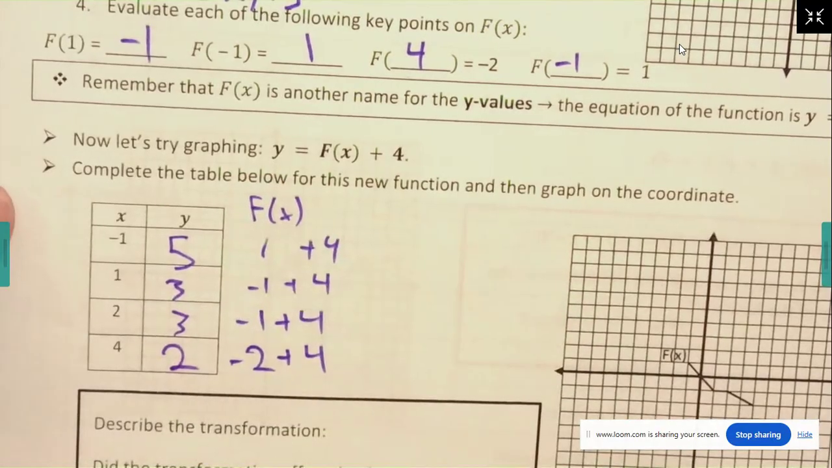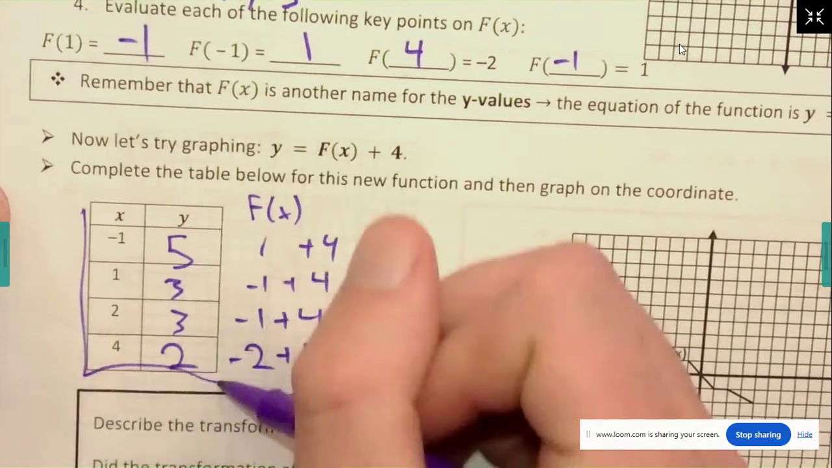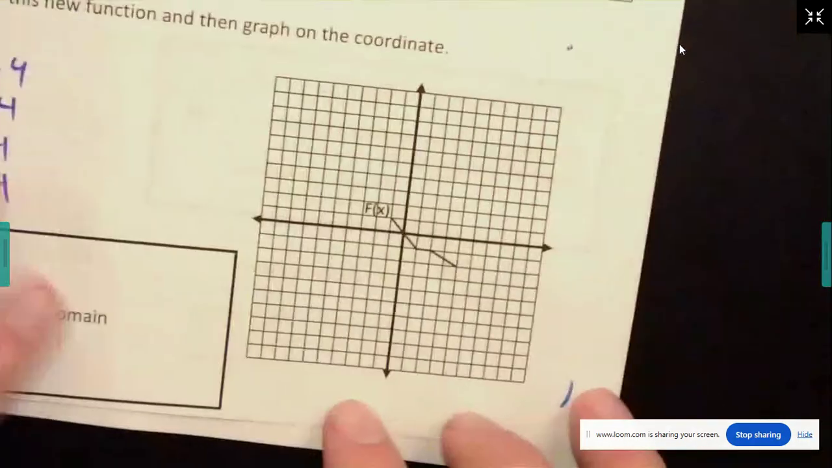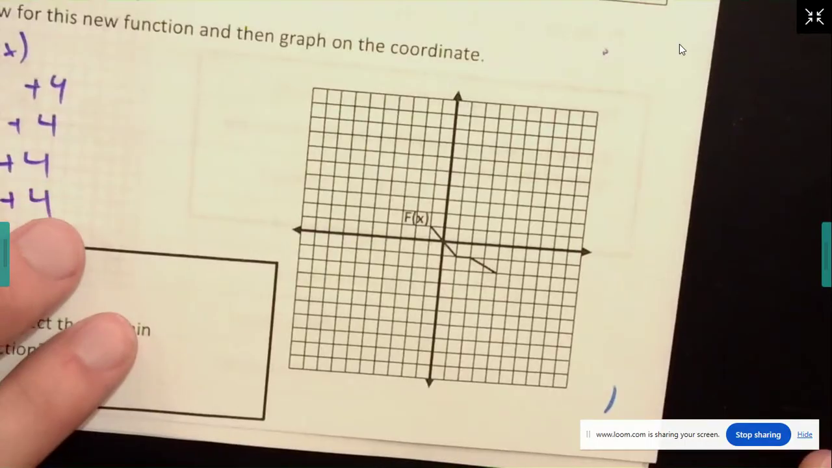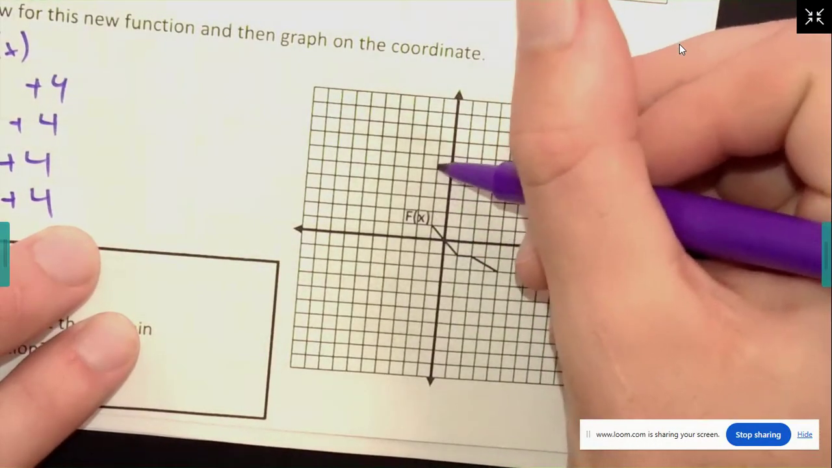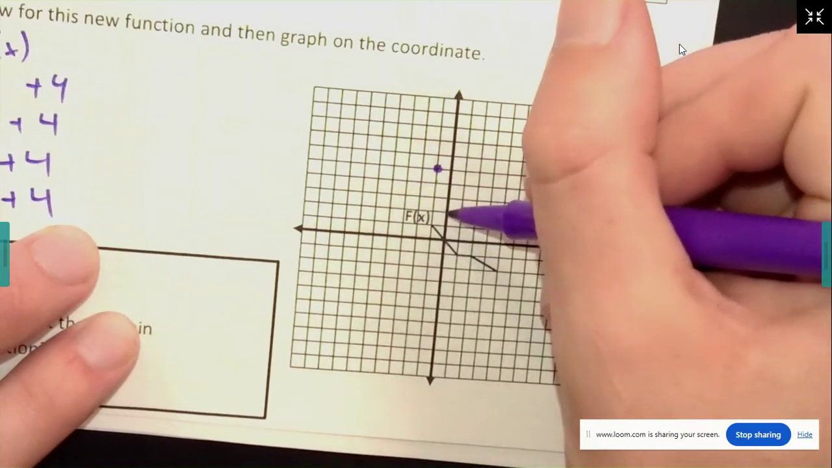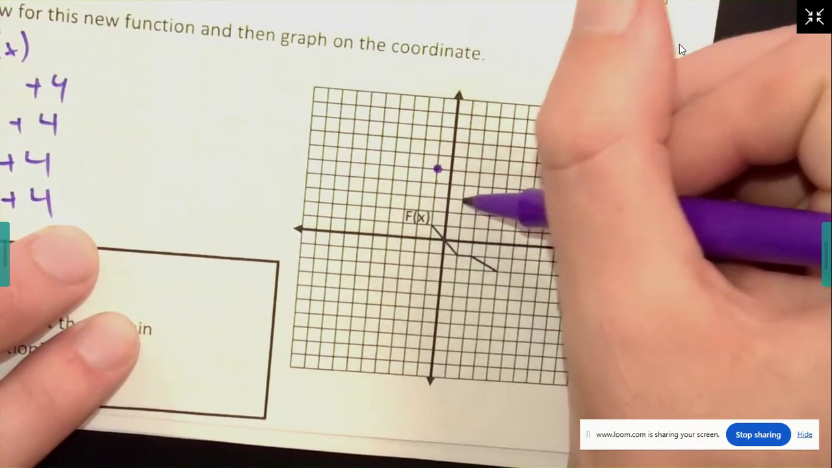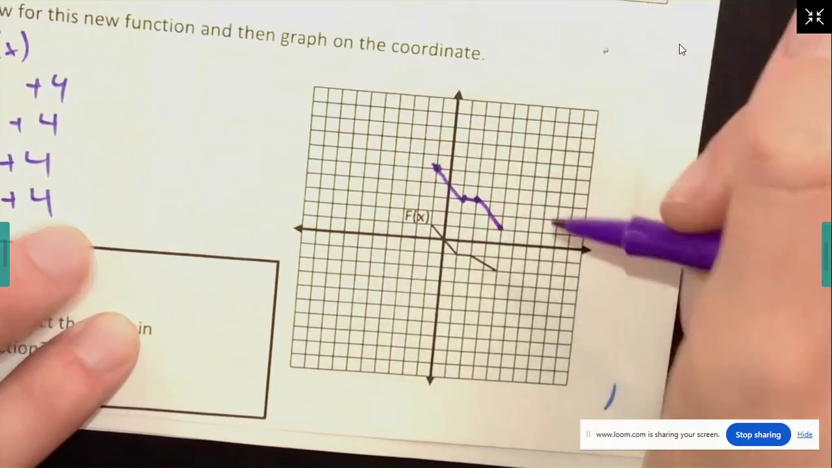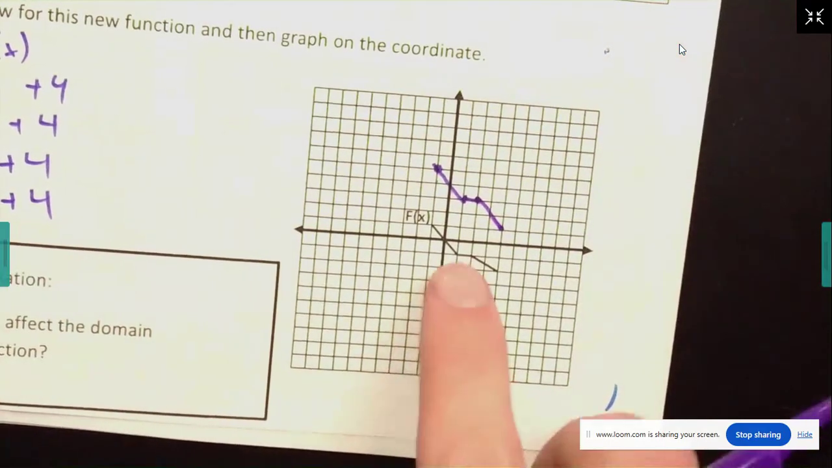And now I have new x and y values. So let me go to the graph and plot those values. So we had negative 1, 5, 1, 2, 3. It looks something like this. Okay, so that was our start, that was our stop.